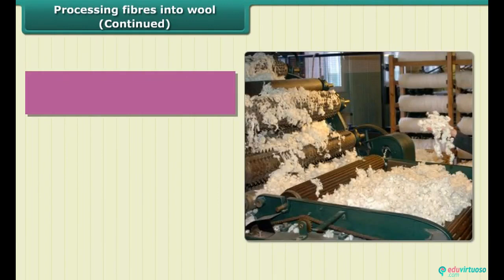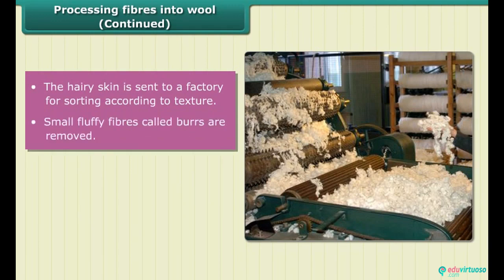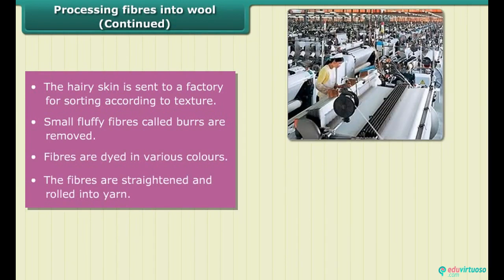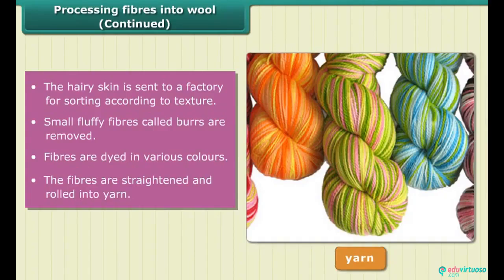The washed hairy skin is sent to a factory where hair of different textures are separated or sorted. The small fluffy fibers called burrs are picked out from the hair. Fibers are dyed in various colors as the natural fleece of sheep and goats is black, brown, or white. The fibers are straightened and rolled into yarn, and finally the wool is ready to use.